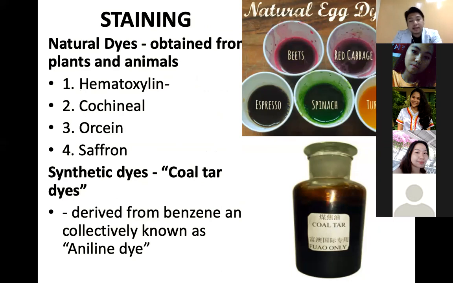Synthetic dyes are coal tar dyes. They are derived from benzene and collectively known as the aniline dyes. Both pronunciations are used for this type of word.